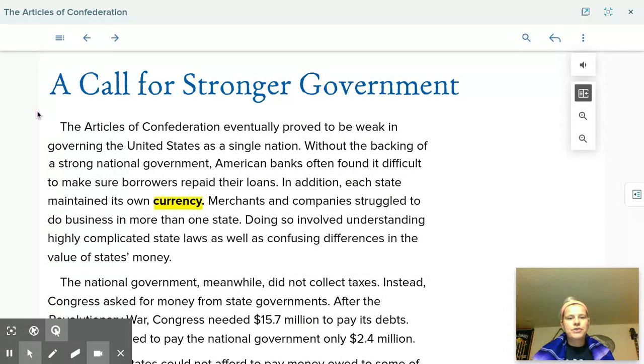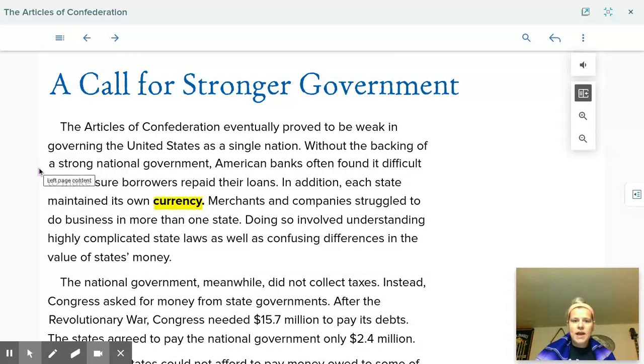A call for stronger government. So the Articles of Confederation eventually proved to be weak in governing the United States as a single nation. Without the backing of a strong national government, American banks often found it difficult to make sure borrowers repaid their loans. In addition, each state maintained its own currency. Merchants and companies struggled to do business in more than one state. Doing so involved understanding highly complicated state laws, as well as confusing differences in the value of states' money.